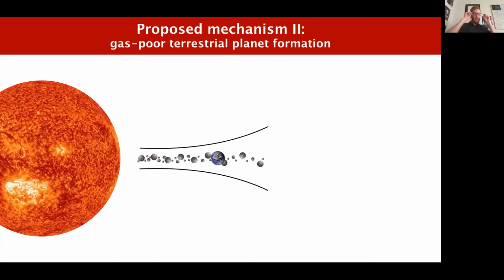But before we do that, let's look at a second proposed mechanism for forming the radius valley, and that is gas-poor formation.